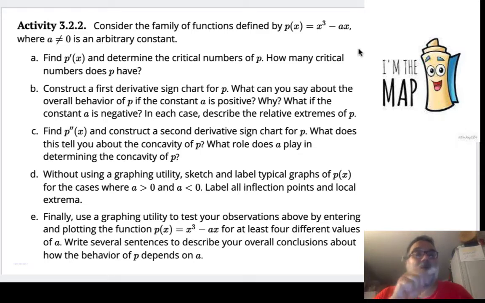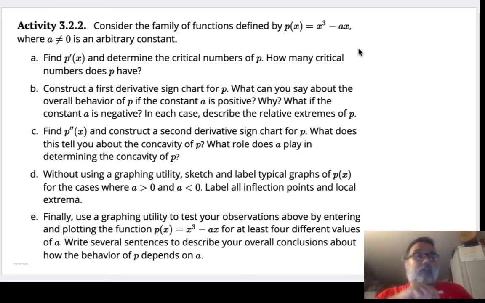All right, so this is just a quick video to talk through how I think about one of these function families where we're getting more than one function defined by a parameter. So in this case, it's activity 3.2.2 from Active Calculus by Matt Boelkins. And as a changes, the function's going to change, right?